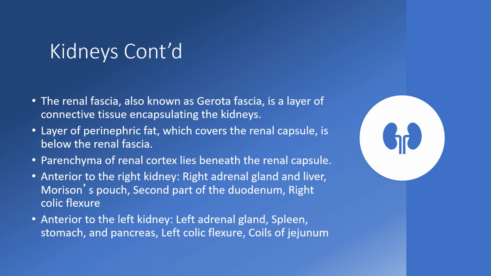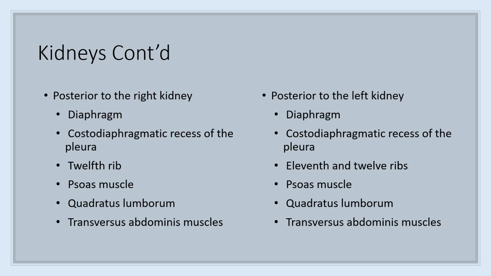Anterior to the right kidney, you're going to have the right adrenal gland and the liver, Morison's pouch, the second part of the duodenum, and the right colic flexure. Anterior to the left kidney is going to sit the left adrenal gland, the spleen, the stomach, and the pancreas, the left colic flexure, and the coils of jejunum. That's what was in front of it.